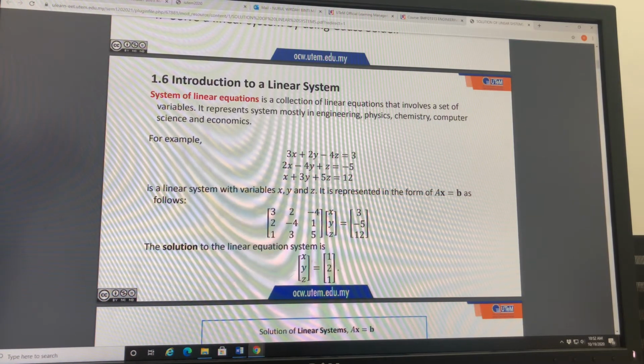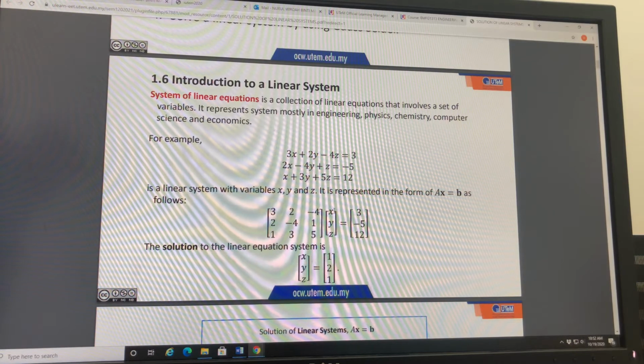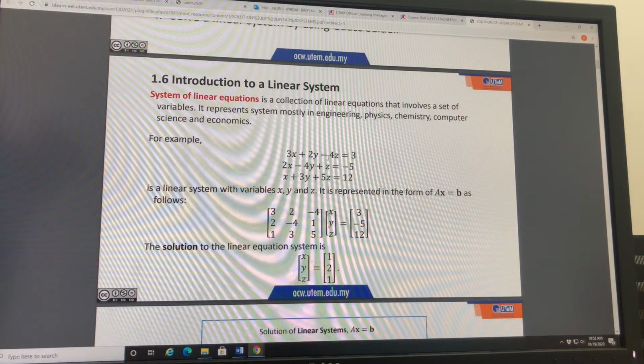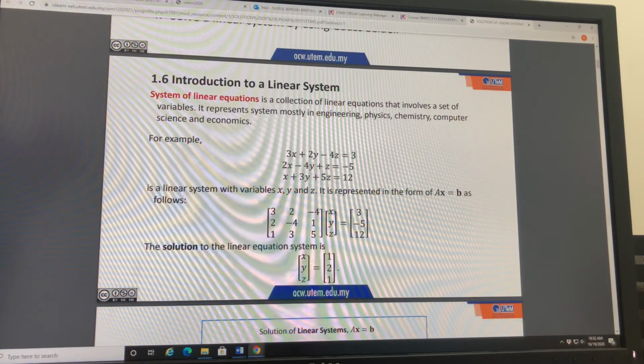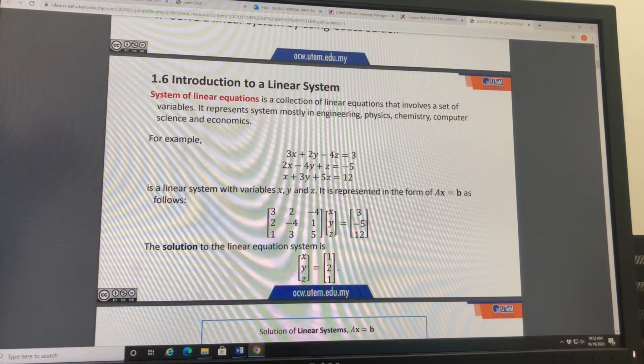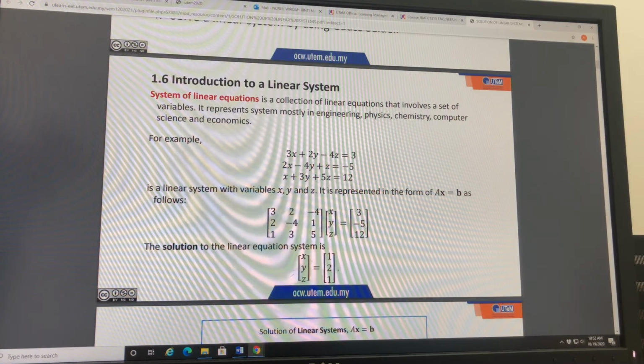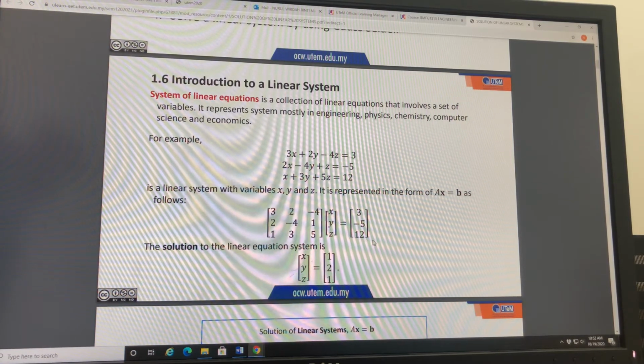And then the matrix X here is a matrix that contains the variables, so we write X, Y, Z, and then equal to B. B is the solution matrix. The solution that we have here, we make it matrix B. Right? So this is A X equals B.